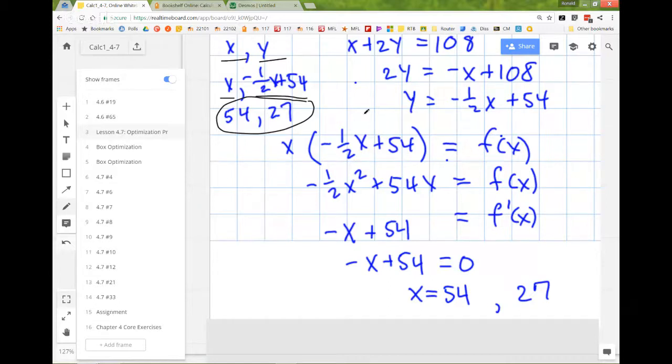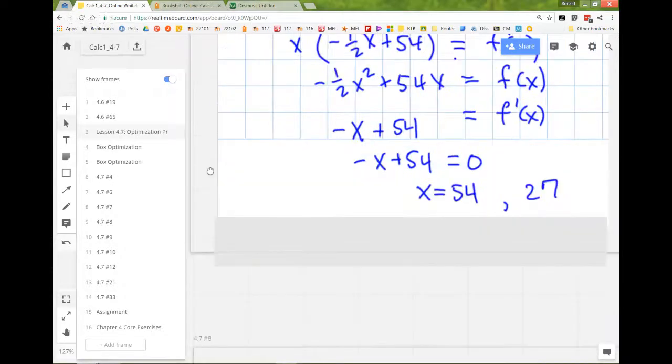Everybody on board with all those steps? All right.